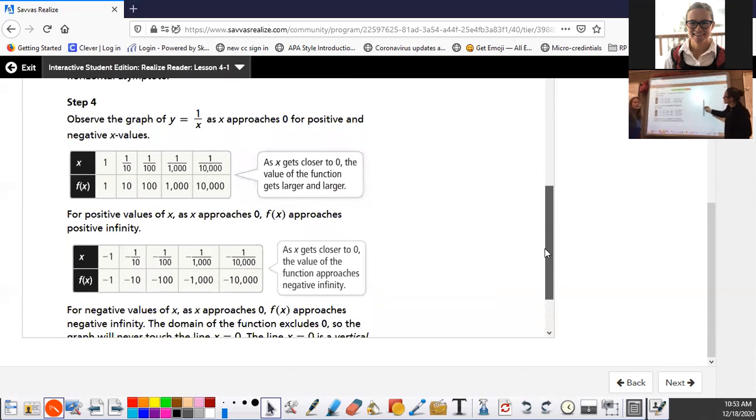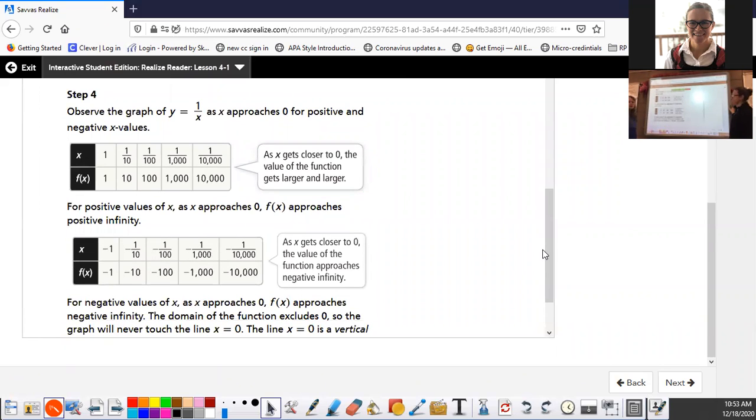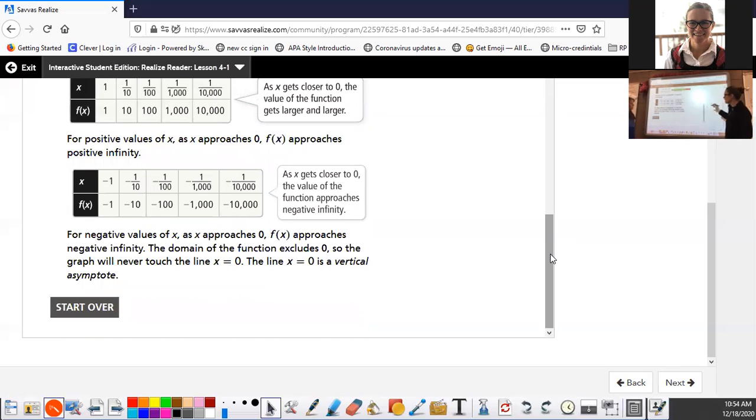So this is kind of related to that idea of end behavior that we were working on in this book. So as you go out, out, out to the far big or far small x values, what are your y values doing? And that's our approaches, that language that we're connecting back to. So the graph will never touch the line x equals 0, and so it is called a vertical, up and down, asymptote.